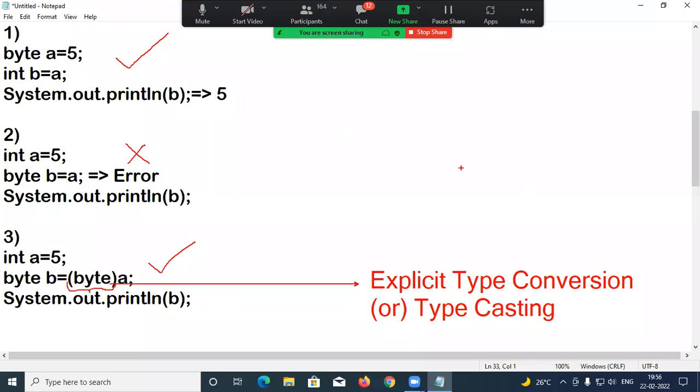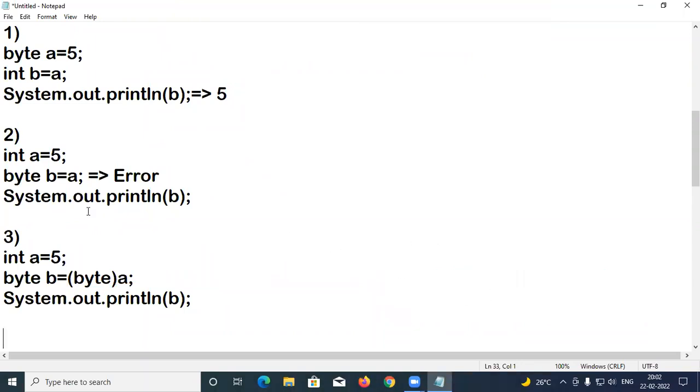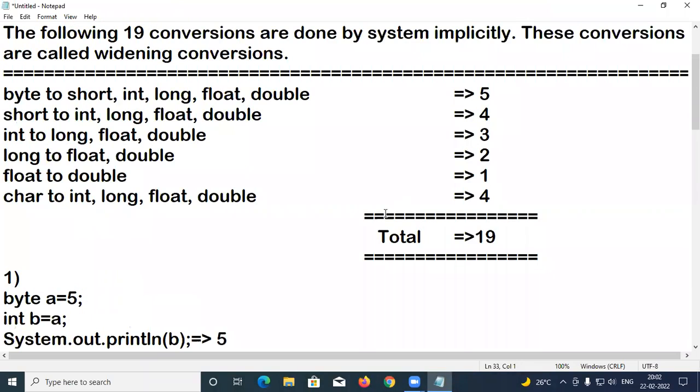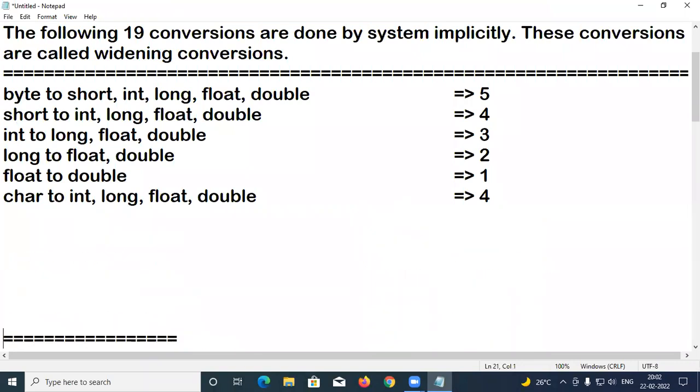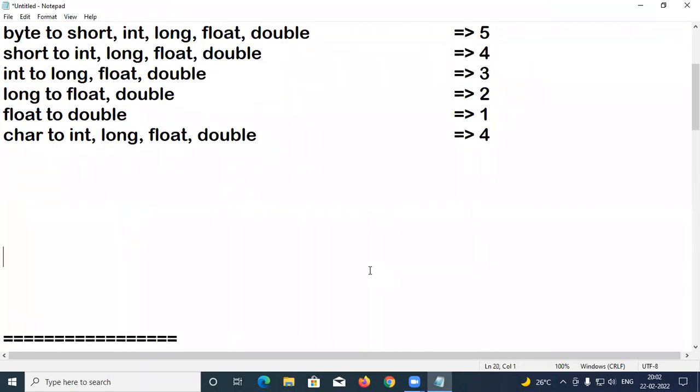Is it over? This is called explicit type conversion. We can also call it typecasting. Now you observe just this chart. If you remember, it's enough. This 19 conversion chart, if you remember it, that is enough, you can give answers. Okay.